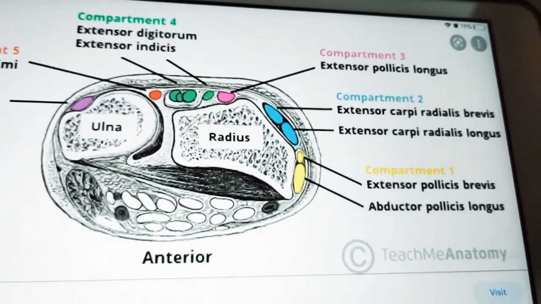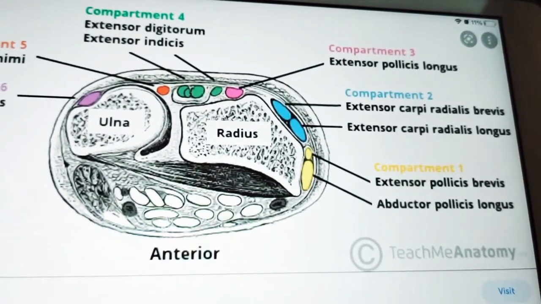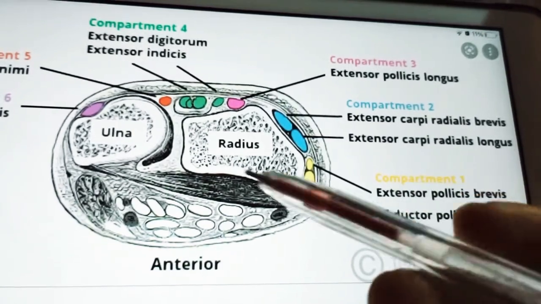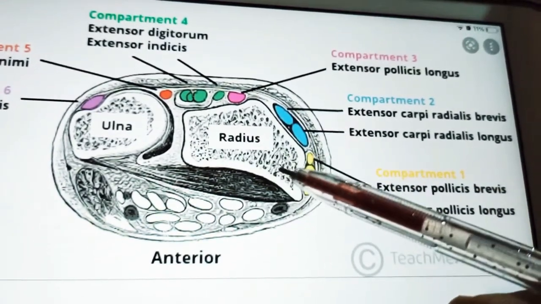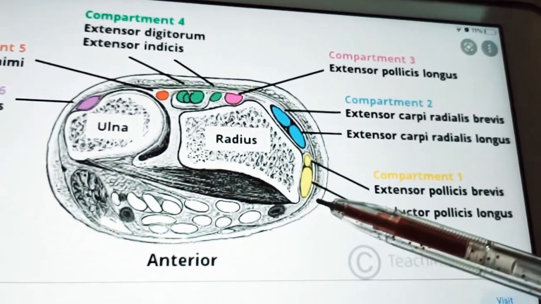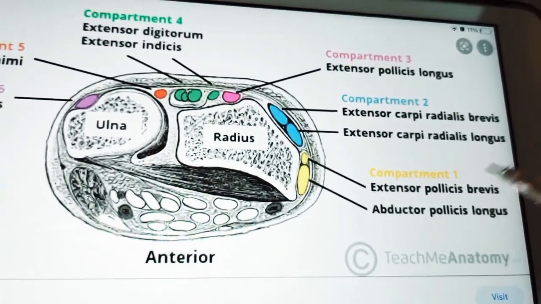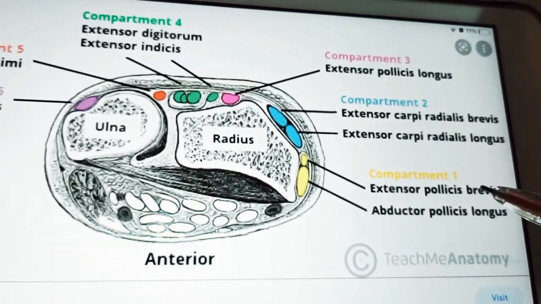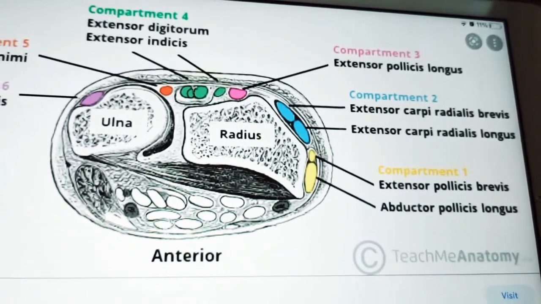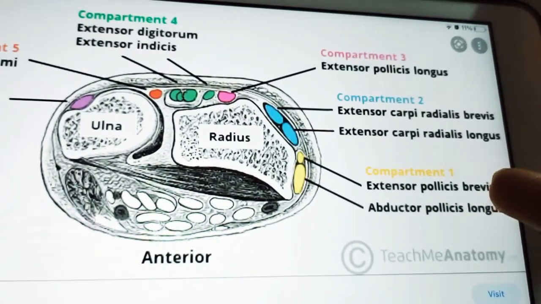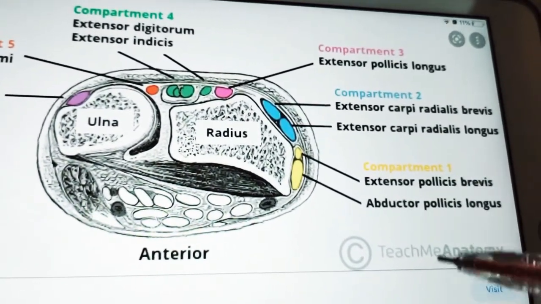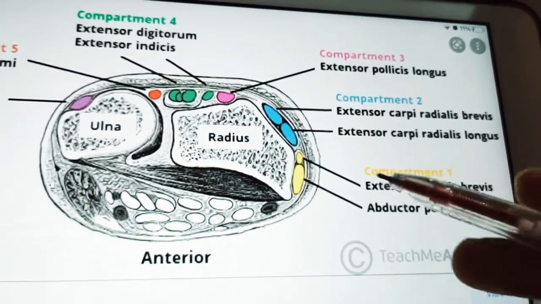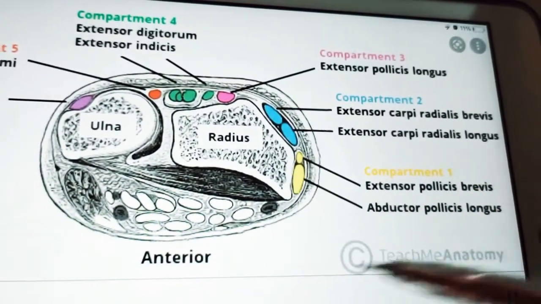Let us try to make a mnemonic to remember them. Actually, there is no need for a mnemonic; you can understand by logic. Radius side means thumb side. For the thumb side you have the anatomical snuff box, and pollicis means thumb. So extensor pollicis brevis, abductor pollicis longus. One is a long muscle, one is a short muscle, and one is an extensor, one is an abductor. Both are in the first compartment, on the thumb side, okay?